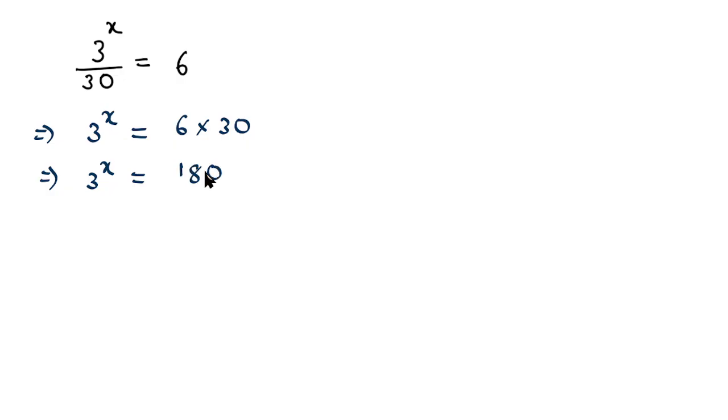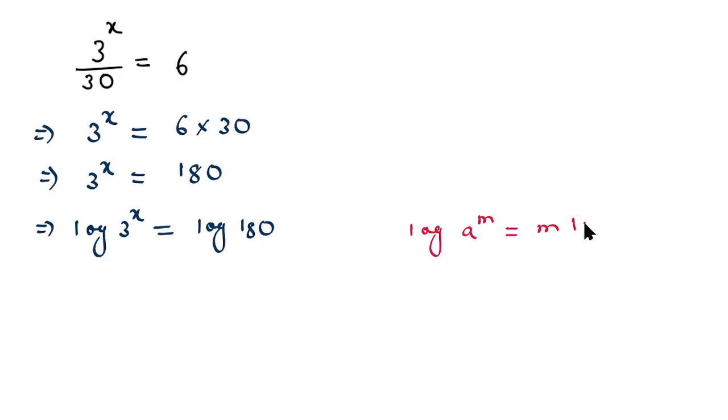Okay, now I will take log on both sides. So we can write log 3 to the power x is equal to log 180. Now further I will use one logarithm formula, that is log a to the power m is equal to m log a. So this is the formula that I will apply here. In place of m is x, and in place of a is 3. So we can write x log 3 is equal to log 180.